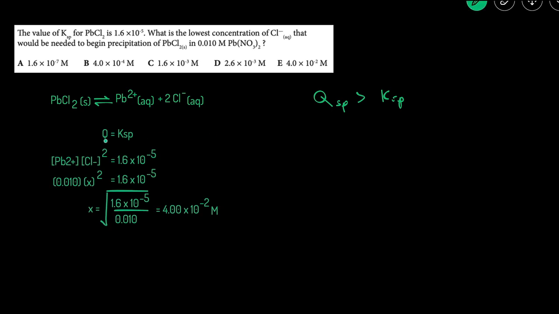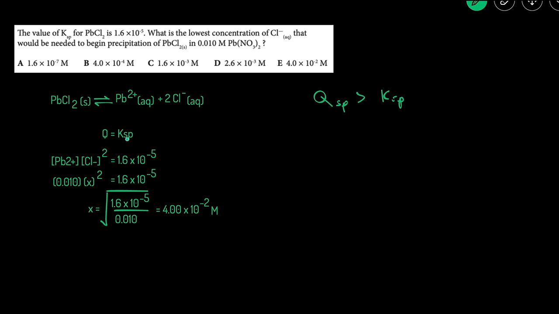We're going to set Q equal to K, and Q, just like K, is going to be the concentration of products divided by the concentration of reactants. So we have the concentration of Pb2+ times the concentration of Cl- squared because of the coefficient 2. And then we're not going to have anything on the bottom because this is a solid, and you always ignore solids and liquids in the Q or K expression.